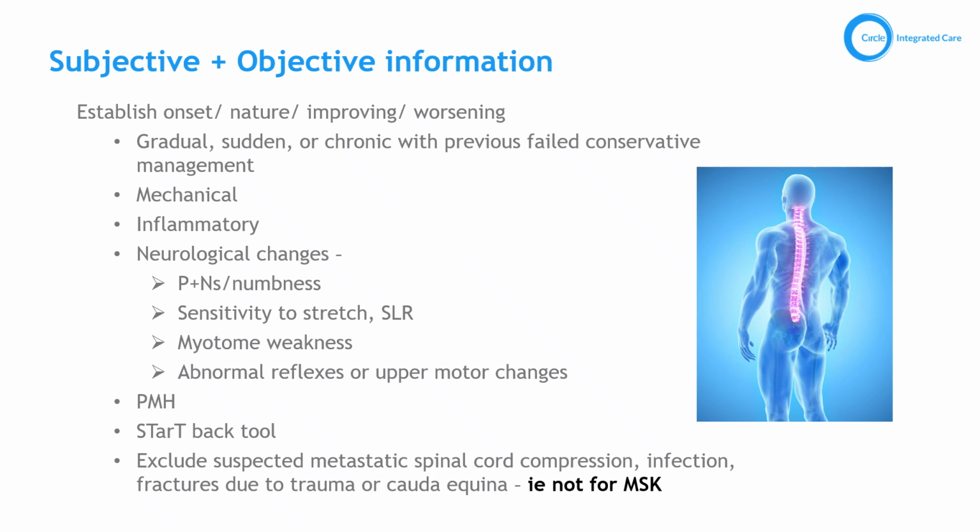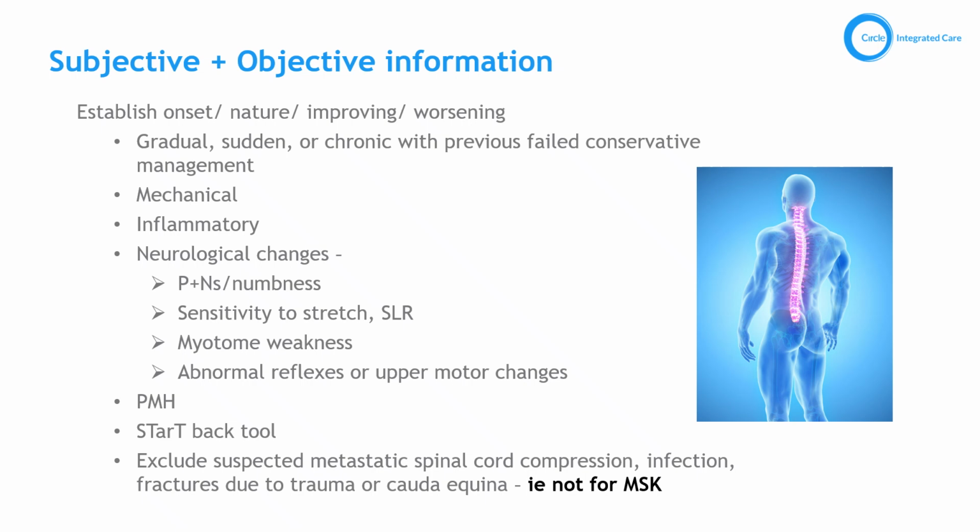Subjective and objective information. Establish the onset and nature of symptoms, whether improving or worsening. Whether there was gradual or sudden onset, or whether in keeping with chronic presentation, and also include whether there's previous failed conservative management. Look at mechanical, whether worse with use, better with rest, whether thinking more inflammatory, i.e. whether better with use, worse with rest.